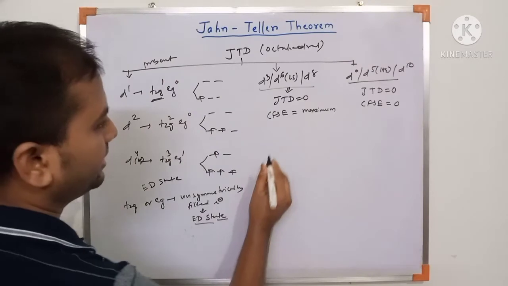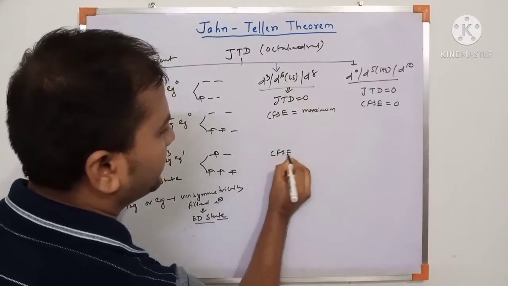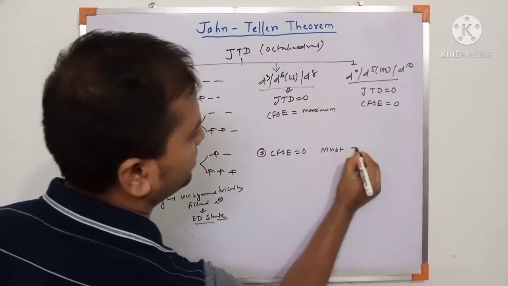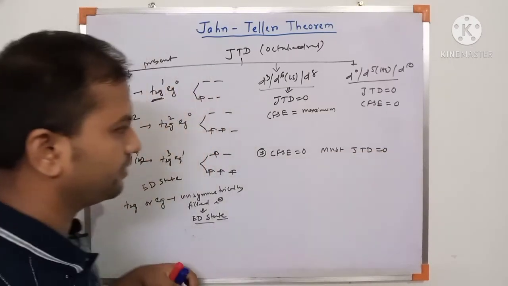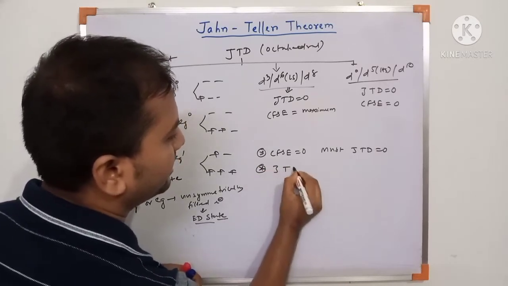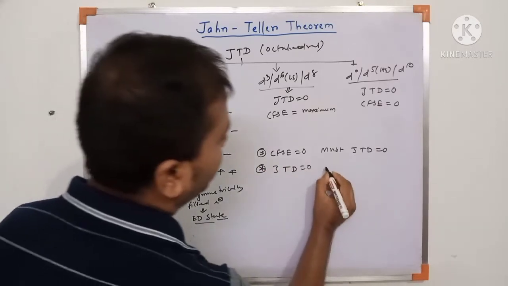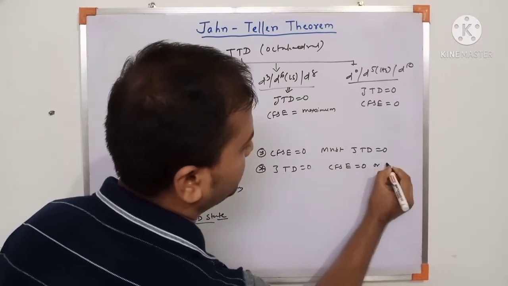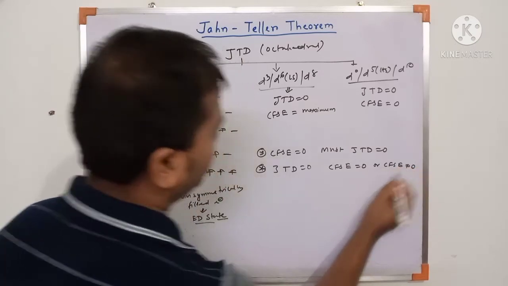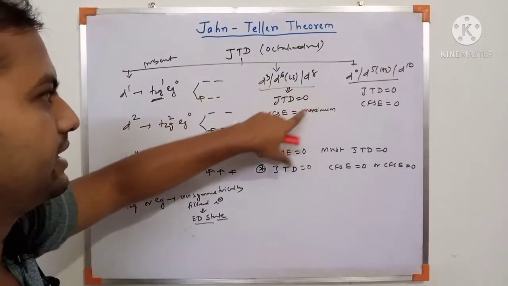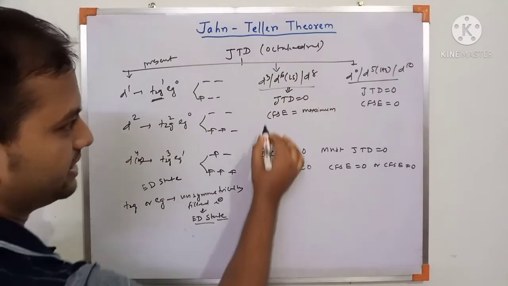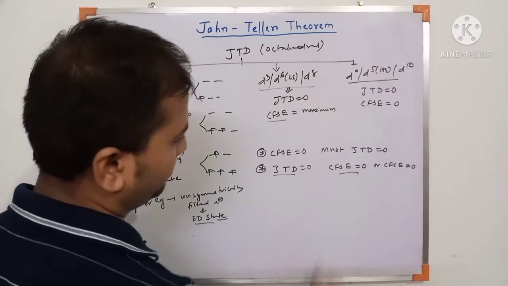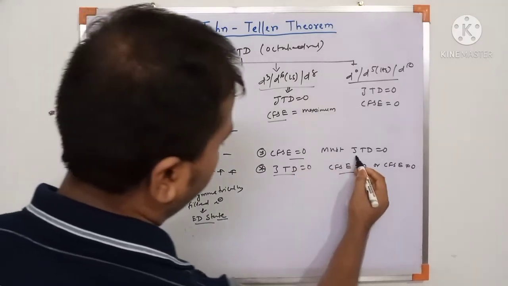So the conclusion is that if CFSE equals 0, then Jahn-Teller distortion must be 0. But if Jahn-Teller distortion equals 0, we cannot say CFSE equals 0. CFSE is either 0 or not equal to 0. For d3, d6, d8, Jahn-Teller distortion equals 0, but CFSE is maximum. So we cannot say that if Jahn-Teller distortion is 0 then CFSE is 0, but if CFSE is 0, Jahn-Teller distortion must be 0.